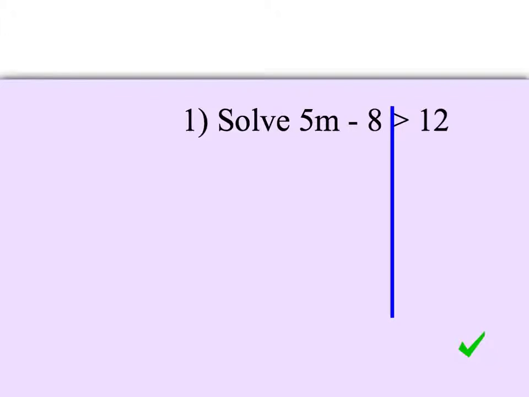So let's just get right to it. We're going to solve 5m minus 8 is greater than 12. So I drew in my sides, just like we always do. And then I just want to get m alone. So to get m alone, the first thing I do is I add 8 to both sides.